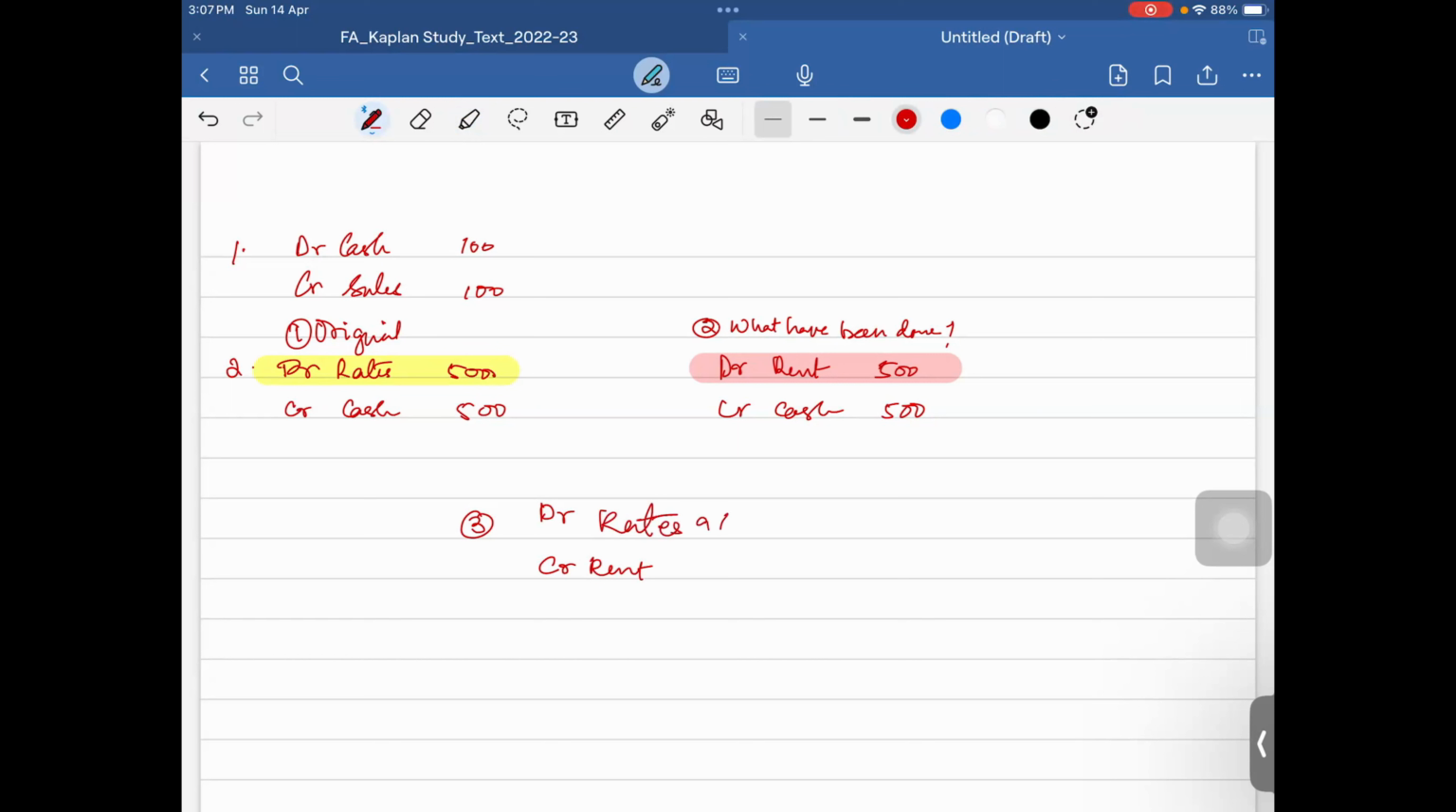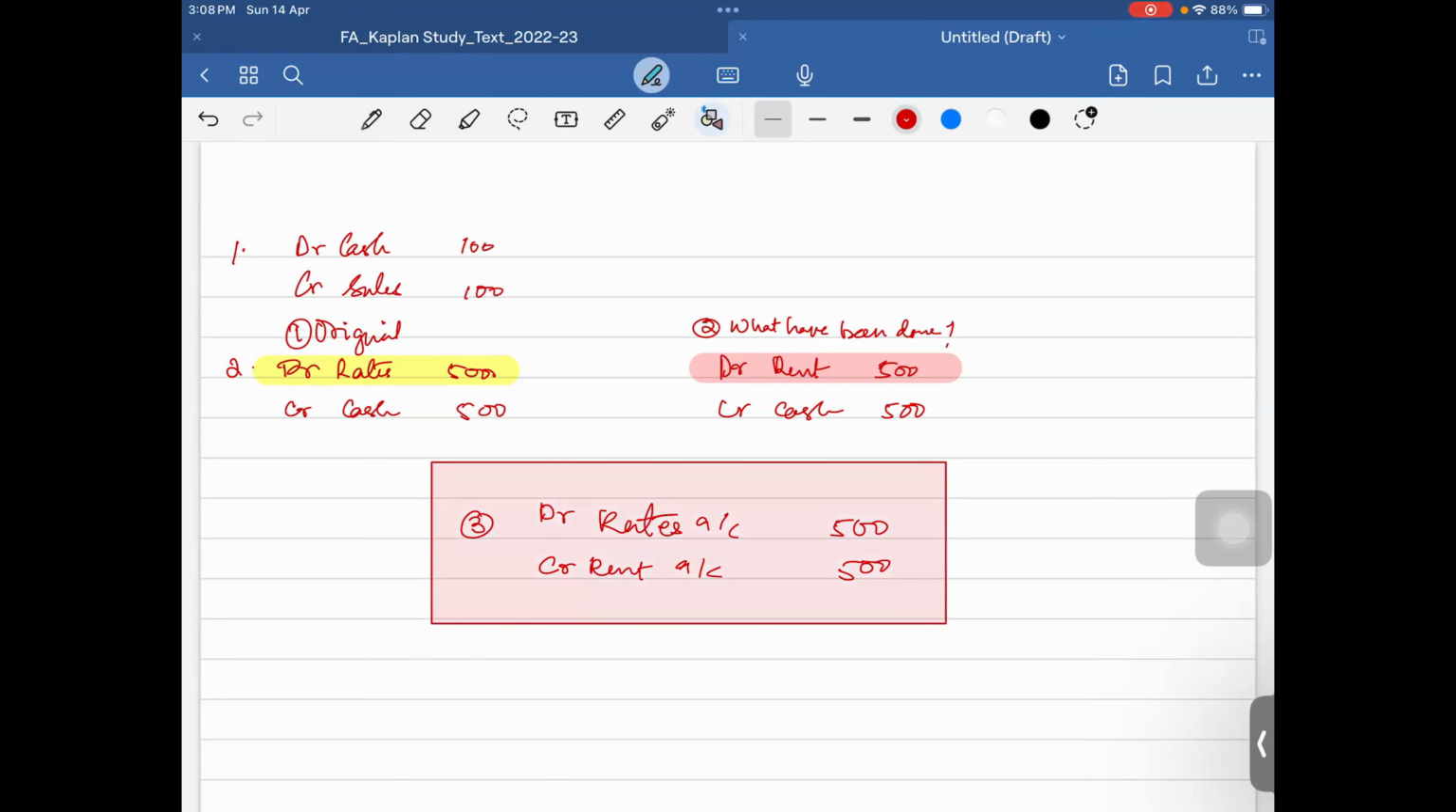Clear now? Fine. Have you studied this before? I think so, but I don't remember. I have studied the errors, but I need to revise them again. Okay. So understood? We just cancel this transaction with the opposite entry. That's all. Clear?